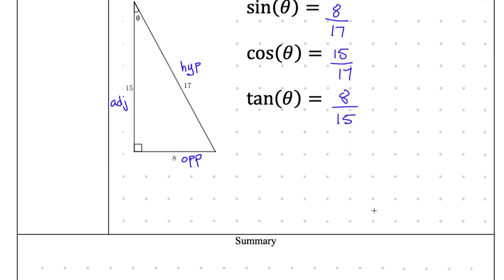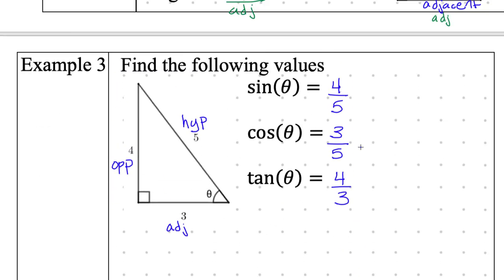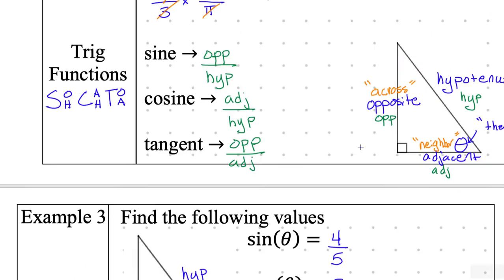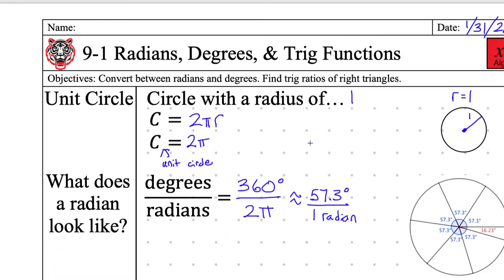All right, there are 2 parts to the notes. The second part was doing these trig values, the trig ratios. Can you find those fractions? And then the first part was, can you convert between degrees and radians? Give me a fist of 5 for our objective really quickly. Go. Fist of 5. How well can you do this?